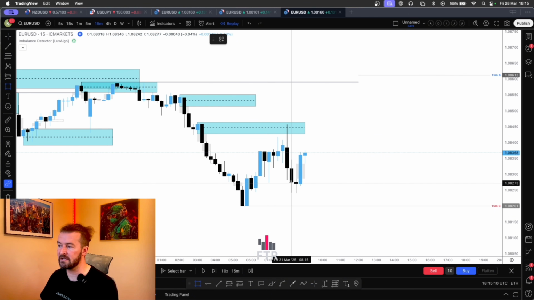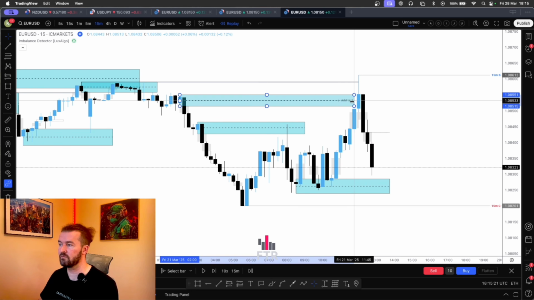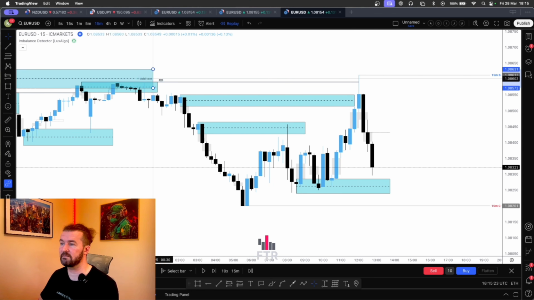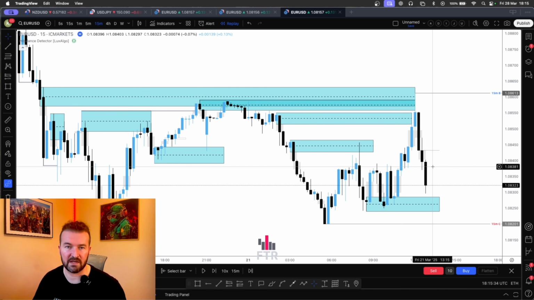There's a little imbalance here, another order block being created. See how it's working? I smashed through that one, came back up to retest that one again. So you can see essentially how I'm trading.